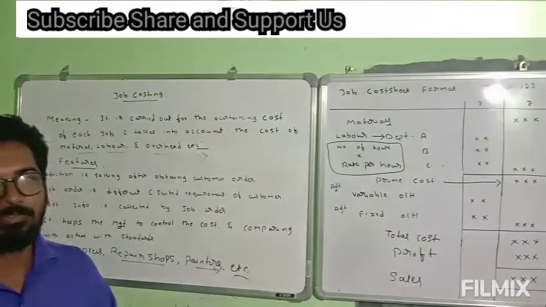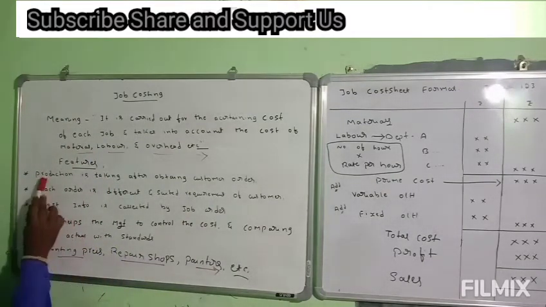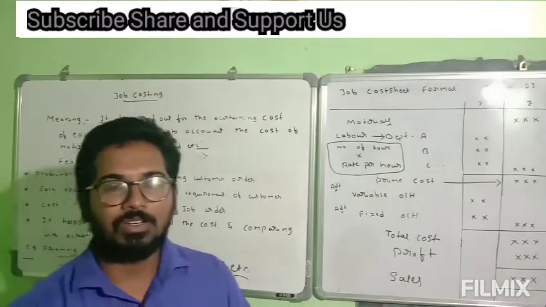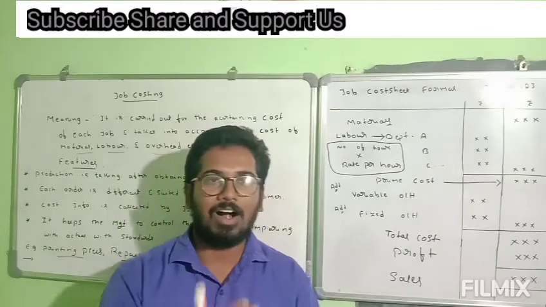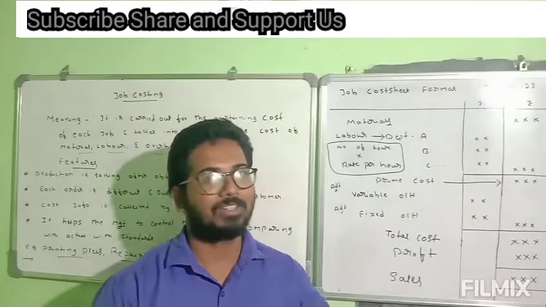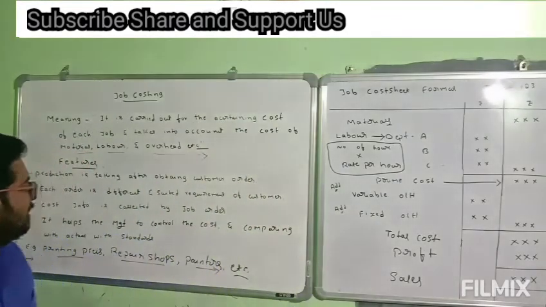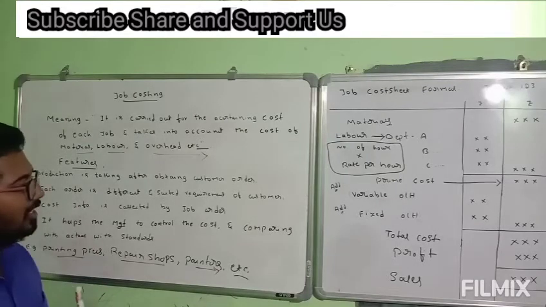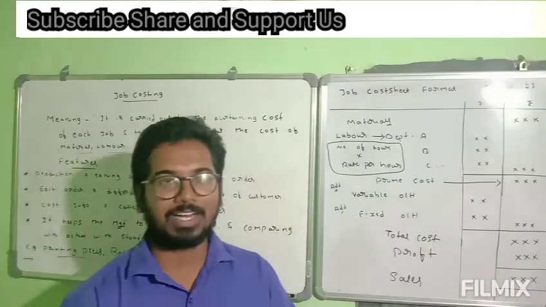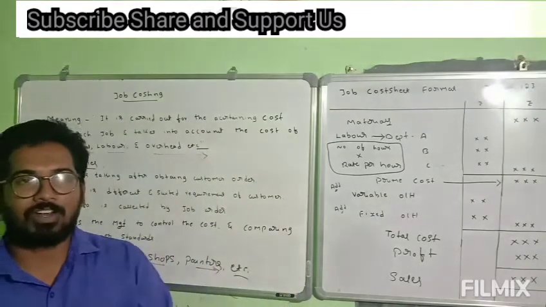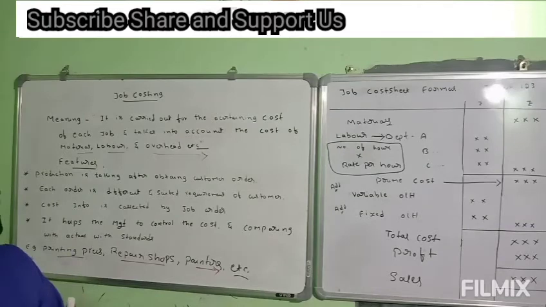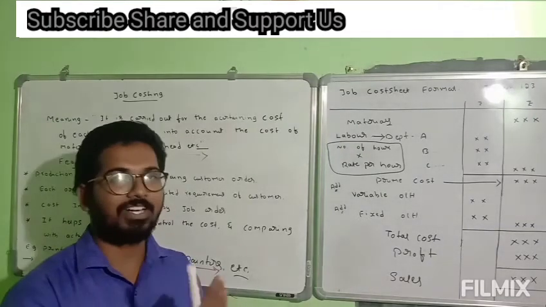So let's see some of the features of job costing. Production is taken up after obtaining the customer order. I already told you, job costing is based on the orders that we accept. So obviously once the order is placed, only then can we start preparing the job cost sheet. That is the first point. The second point: each and every order is different and suited to the requirements of the customers. Customers are different and can give different orders, so we cannot compare each and every order. It is unique in nature, and each job cost sheet is different, depending upon the customer.